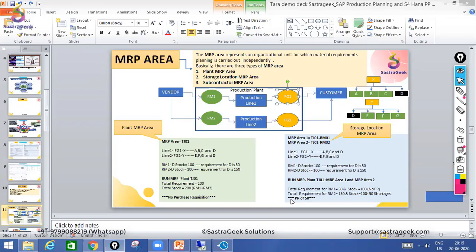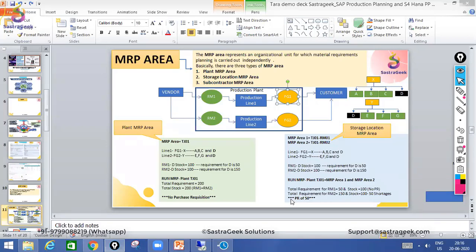Now let's take the same example, same scenario. At line 1, I'm manufacturing X and I need A, B, C, D. At line 2, I'm manufacturing Y and I need E, F, G, H, and D. D is a common material. My stock available at RM1 is 100, and my stock available at RM2 storage location is again 100.